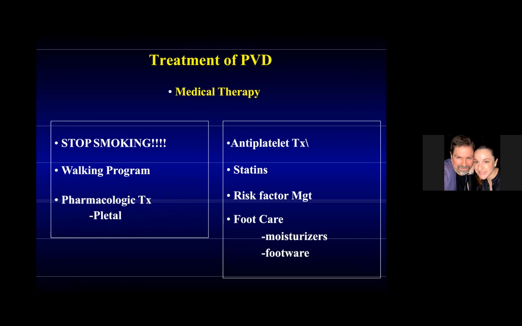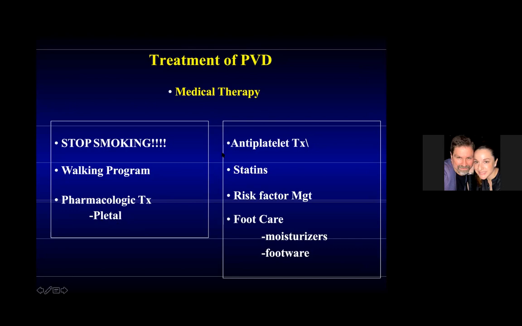We start these patients and we treat them for 30 days. Now we treat them for 90 days with conservative management: stop smoking, walking, and Pletal. And we get them walking so they can develop collateral blood circulation. And we follow them up in our vascular lab with ultrasounds to see if they have improvement.